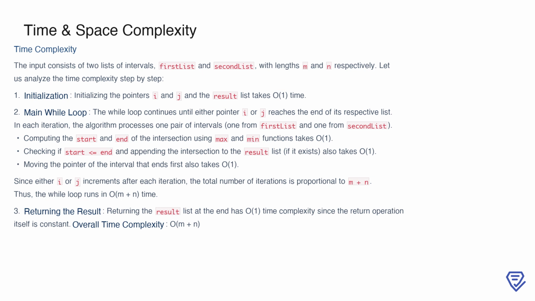This loop iterates as long as neither pointer reaches the end of its respective list. Each iteration processes one pair of intervals, performing constant time operations such as calculating the intersection using the max and min functions, checking if an intersection exists, and possibly appending it to the result list. Additionally, advancing the pointer associated with the interval that ends first is also a constant time operation. Since either i or j advances in each iteration, the total number of iterations is proportional to the combined lengths of the two lists, m plus n. Finally, returning the result list is a constant time operation. Therefore, the overall time complexity of the algorithm is O(m + n).